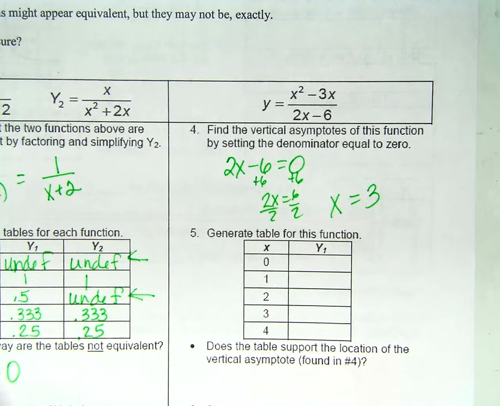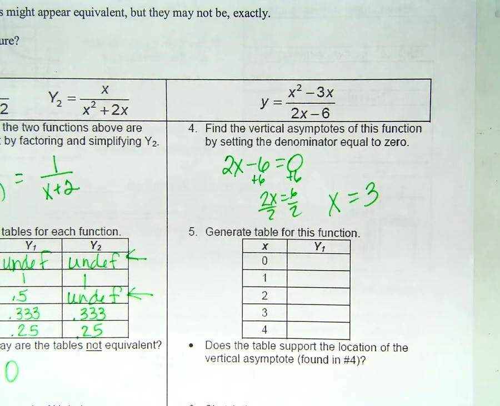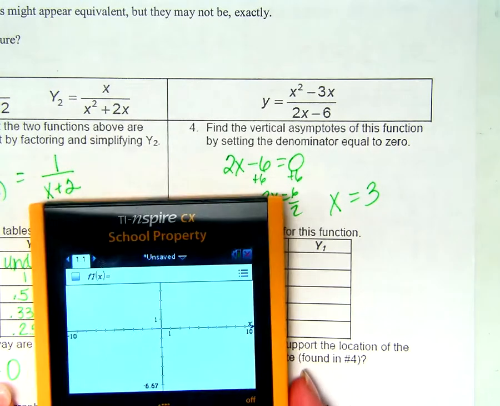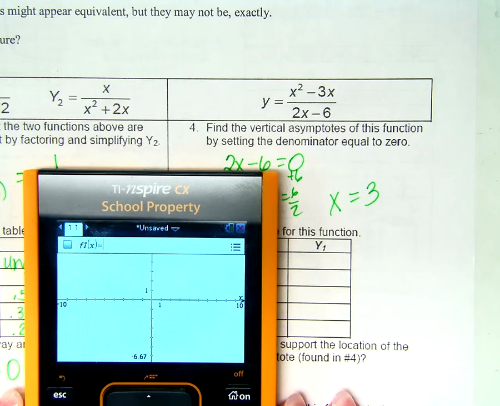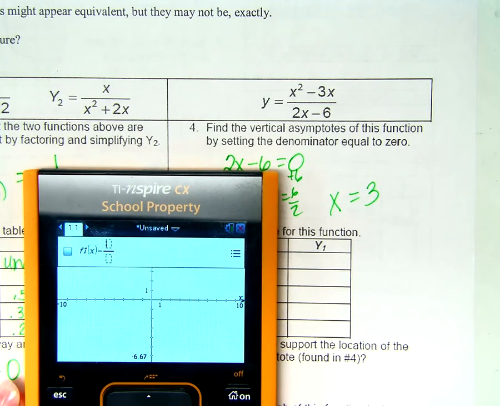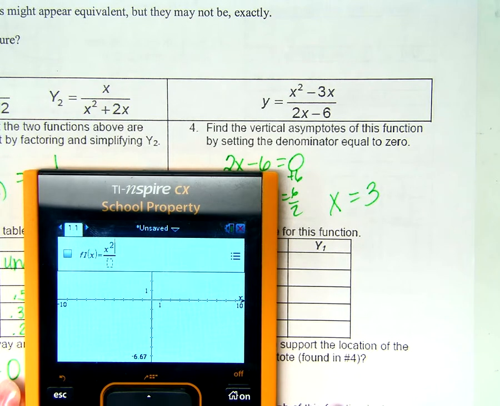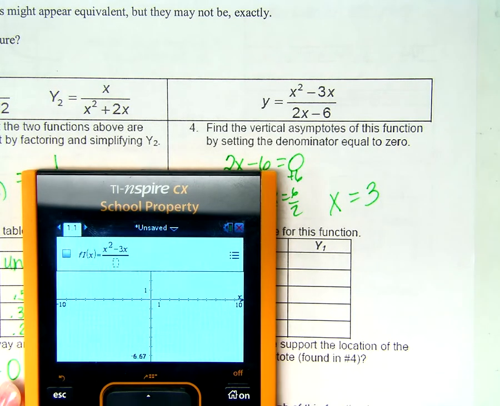Okay, I'm okay with that. So let's generate a table for this function. On our calculator we need to make a graph, or just use the one we had before. I'm going to make myself a little fraction. I'm going to say x squared minus 3x over 2x minus 6. Okay, so do I have it in there correctly? All right.